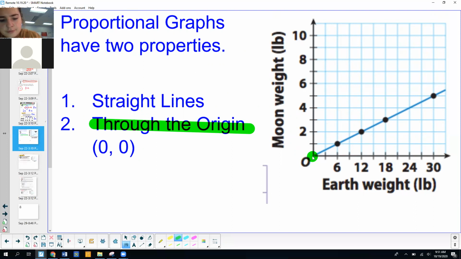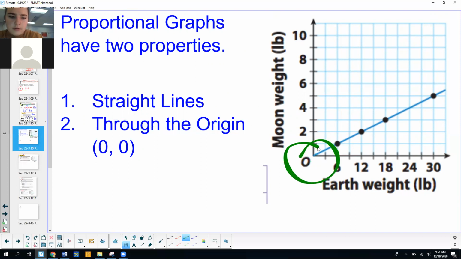So if our graph started here for some reason, and we had a line that was straight, but it went through 0, 5, that would not be a proportional relationship, because a proportional relationship starts at the origin, so at 0, 0. And we'll kind of see more examples of this in a minute.